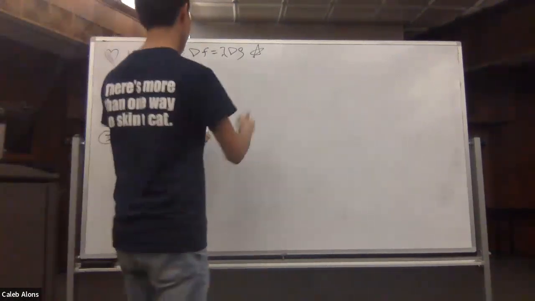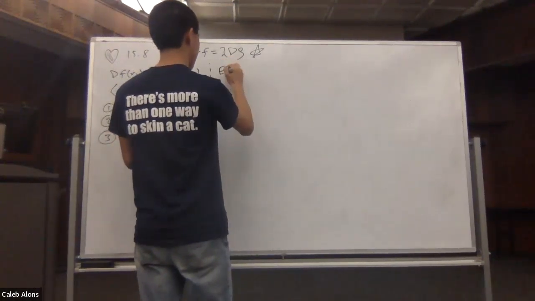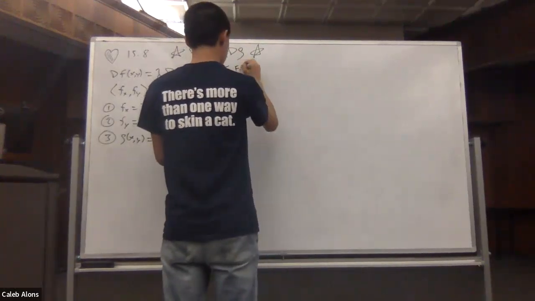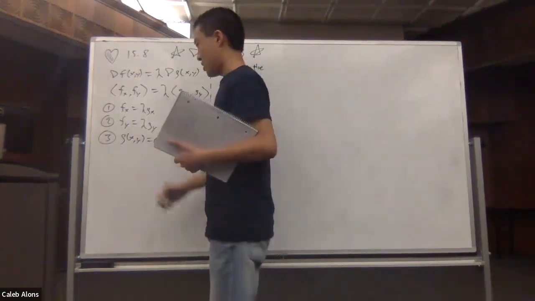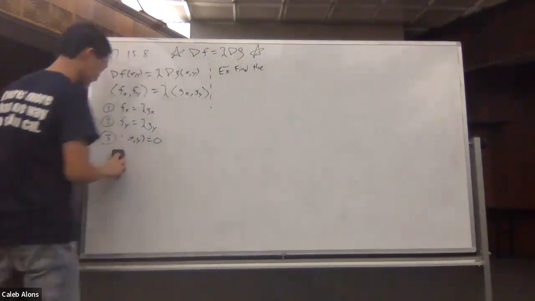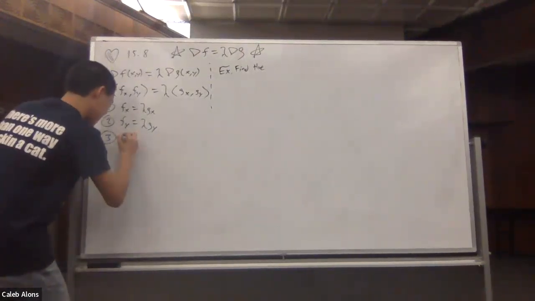So let's do an example, shall we? Example. So we want to find. Is the third one g of x y equals 0? I understand how that is impossible to read. Let me erase that. That's g(x, y), right?